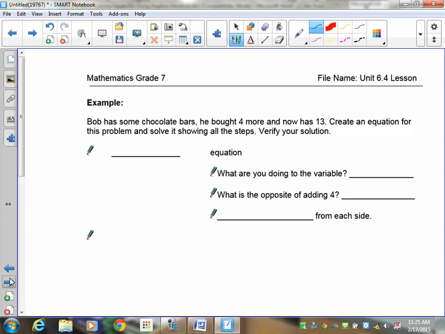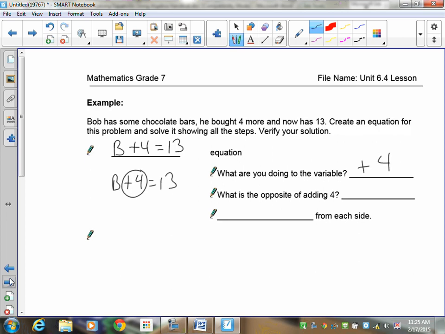Bob has some chocolate bars. He bought 4 more and now has 13. There's your equation. Okay? So, what am I doing to the variable here? I've got b plus 4 is equal to 13. What am I doing to this equation? Well, there it is right there. I'm adding 4.